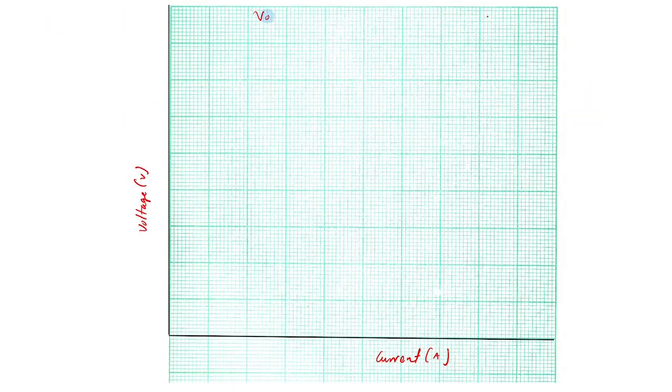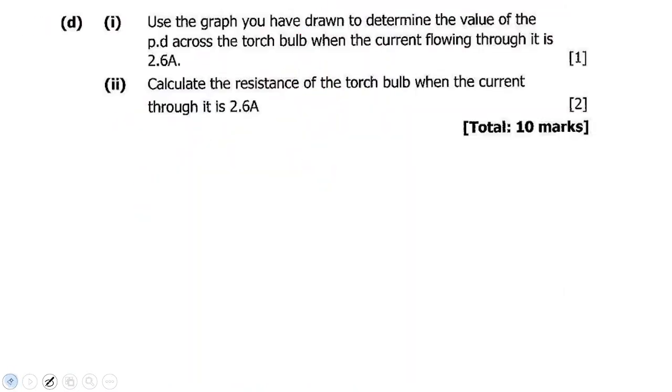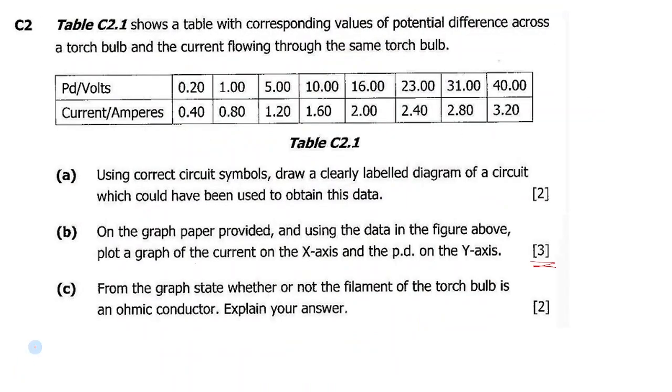So this is voltage against current. Then we'll look at the data provided. So on voltage, the lowest is 0.2, the highest is 40.